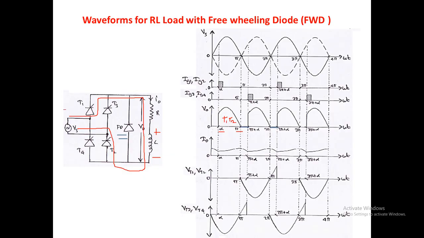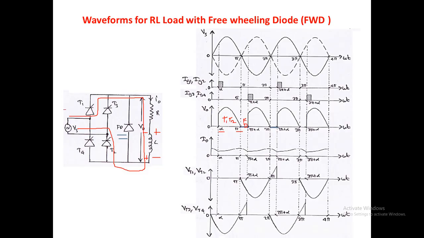At the instant of pi, the inductance reverses its polarity, that is, minus over here and plus over here. So this minus is applied to the cathode of the freewheeling diode, and this plus is applied to the anode of the freewheeling diode. In this condition, it comes into conduction since it is forward biased. So in this portion, the freewheeling diode will be conducting from pi to pi plus alpha.